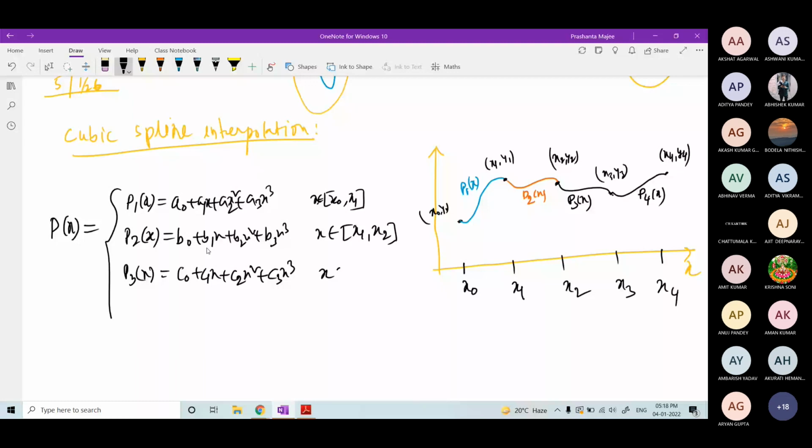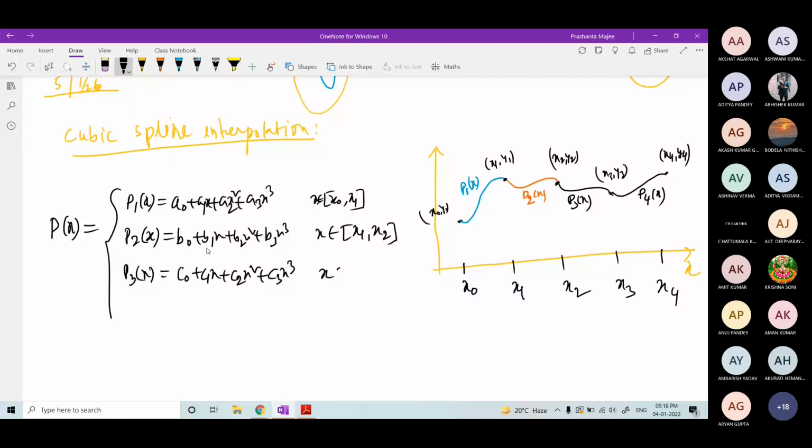Why? Because it has been theoretically proven that this cubic spline interpolation gives you the most accurate result compared to any other interpolation. Now the proof is beyond the scope of the syllabus. So we'll assume that is true, and we'll see how to find out the cubic spline interpolation for a given set of data points. Now here, how many unknowns are there?